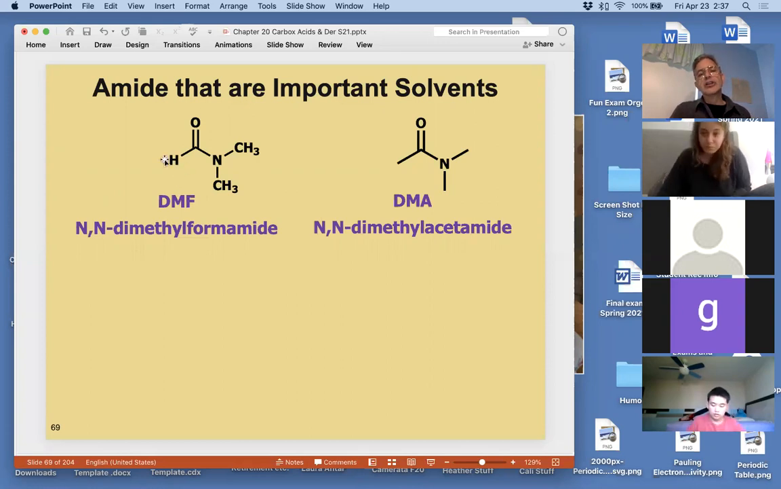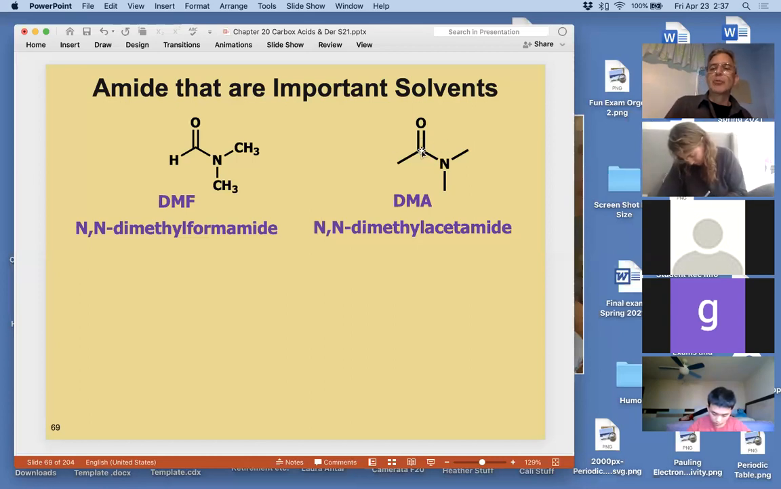The hydrogen here from the formic acid, this is a formamide, right? A hydrogen here makes it a little bit more chemically sensitive. So sometimes you switch to DMA, N,N-dimethylacetamide. It's even higher boiling, so you've got to get rid of it someplace, but it's also more stable. Formic acid derivatives have some inherent instability.